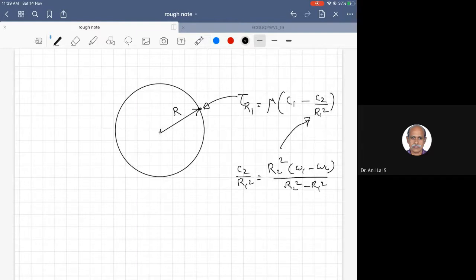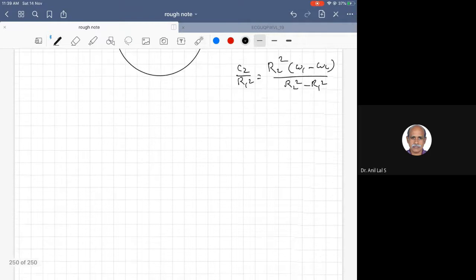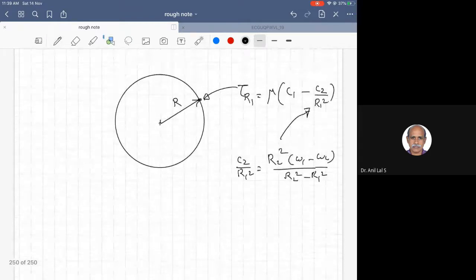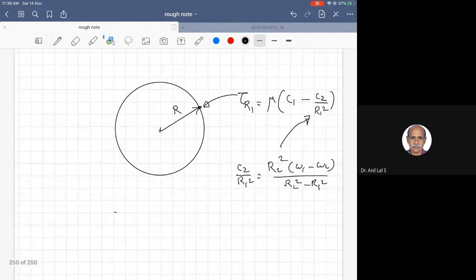Now let us assume that the cylinder has a height. So like this, let us take that the cylinder has a height.